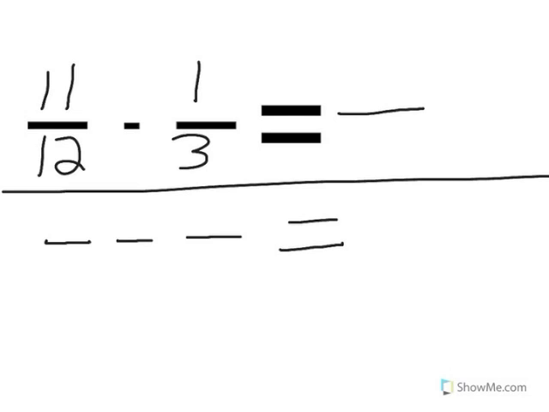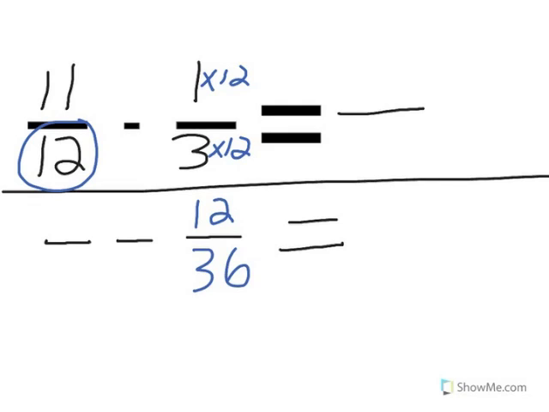Now again, we take the denominator of the first fraction, which is 12, and multiply the numerator and the denominator of the second fraction by it. So 1 times 12 and 3 times 12. We're going to take these numbers now and put them down as the second fraction underneath. So 1 times 12 is 12, and 3 times 12 is 36. So we have our second fraction ready to go.